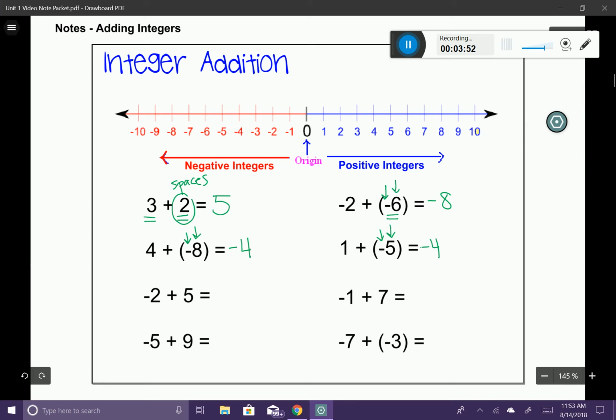I'm going to start at 1, and I'm going to move -5 spaces. So I'm going to use 0 as my reference point, meaning when I get to 0, I'm going to stop. So I'm going to move 1 space. Okay, I made it to 0.